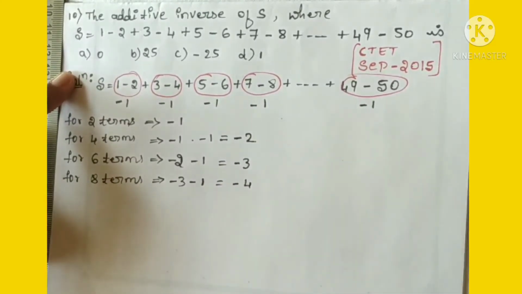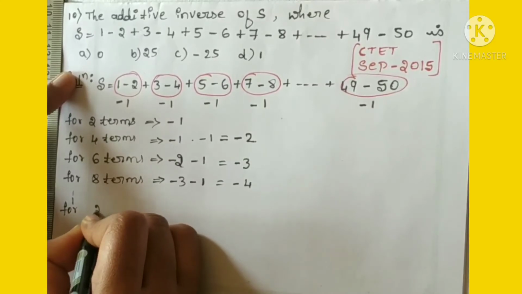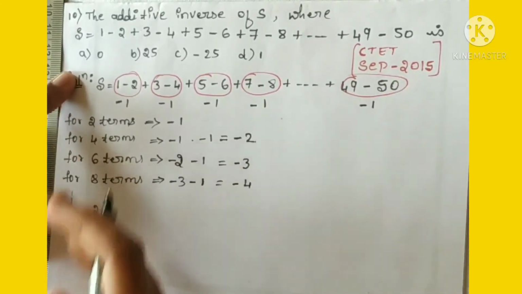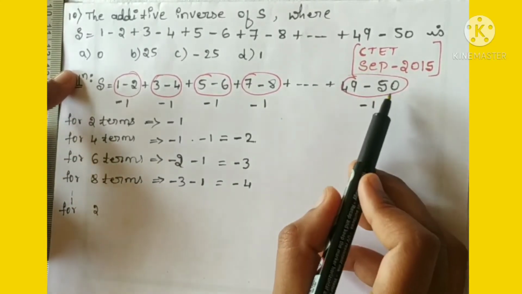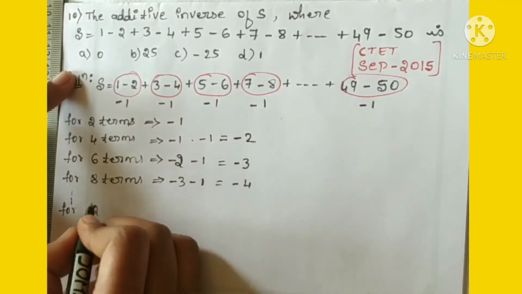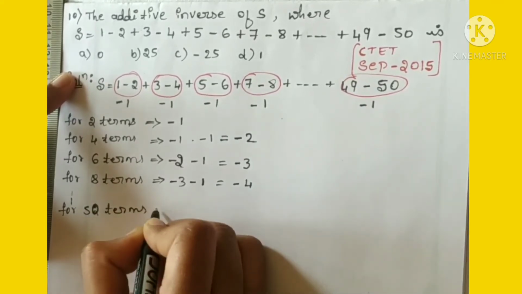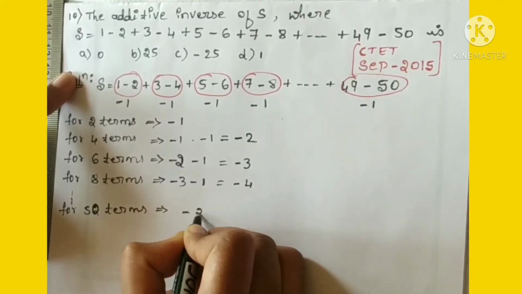Similarly, if you continue for 25 terms, we have to consider up to 50 terms, because they given up to 50 terms also. For the 50th term, we will get minus 25.